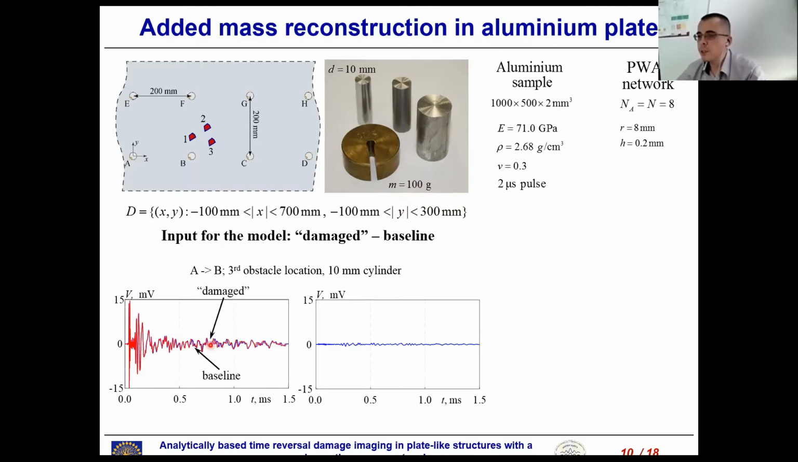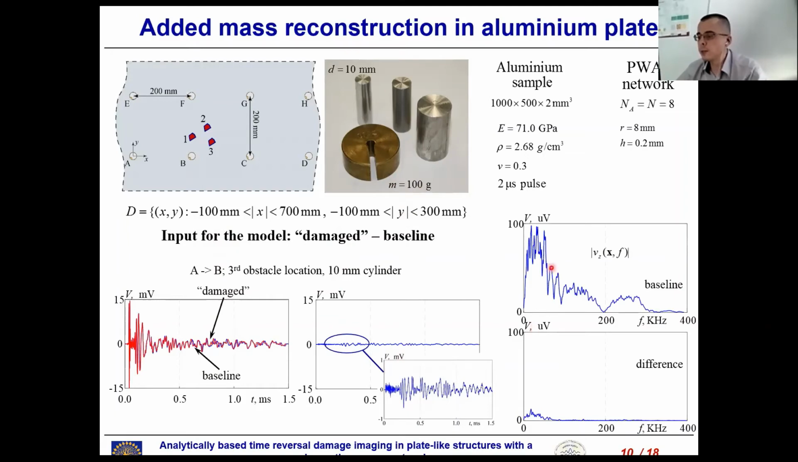We used water as a couplant. In this case, one can see that there is a certain difference in the signals, damaged or baseline. And I should also emphasize that as an input for remission, in this case, if we want to obtain damage, we need to use this difference between damaged and baseline signals. And this is the difference. One can see that its amplitude is sufficiently smaller than that of the original signal. Let me say it was 15 millivolts, while here it's less than 1 millivolt. The same thing we can see with the spectrum. This is the spectrum of the baseline signal, and this is the spectrum of the difference. One can see that we have almost no meaningful values after, let me say, about 100 kilohertz.